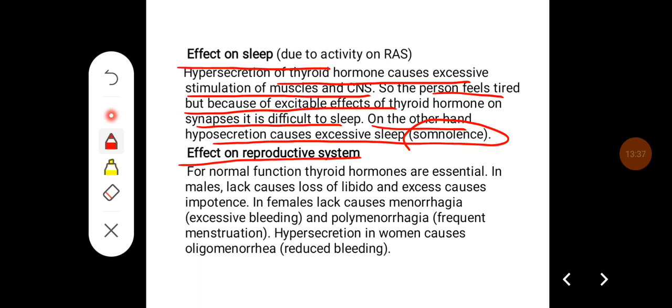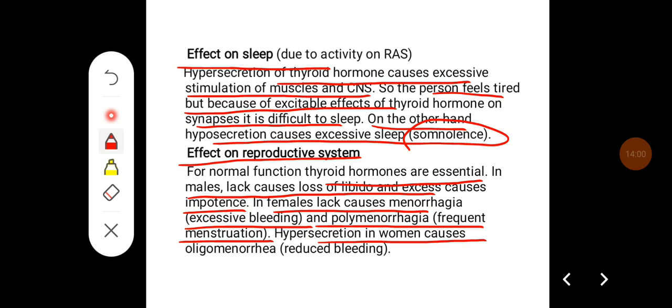Effect on reproductive system. Thyroid hormones are essential for normal reproductive function. In males, lack causes loss of libido, and excess causes impotence. In females, lack of these hormones causes menorrhagia, that is excessive bleeding, and polymenorrhea, that is frequent menstruation, and hypersecretion of thyroid hormone in humans causes oligomenorrhea or reduced bleeding.